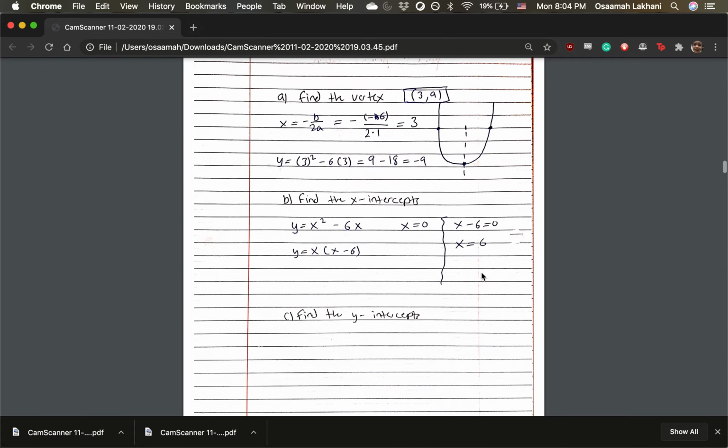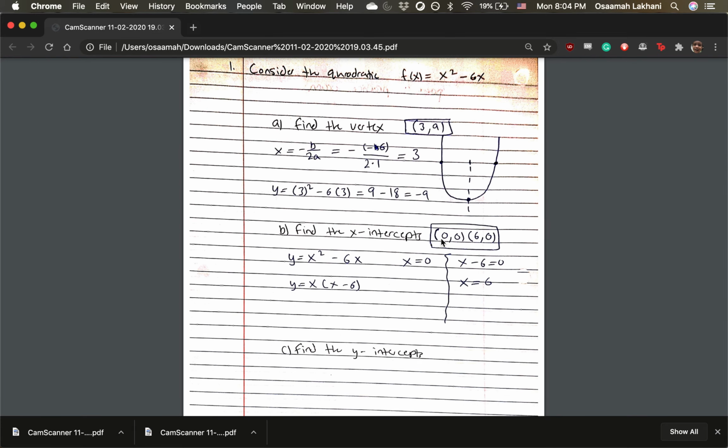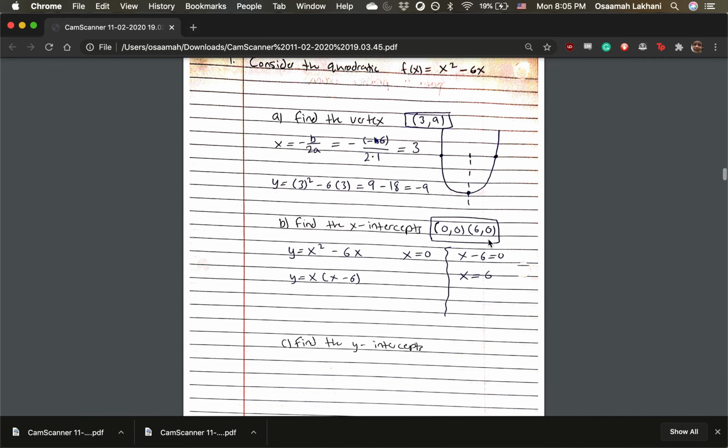And then we're just going to have to put that correctly with the y as well, because when he says x-intercepts, he wants a point, which is like a coordinate, so it has to include the x and the y value. So the first one is 0 for x and 0 for y, and the second one is a value of 6 for x, and a value of 0 for y. Because again, the definition of x-intercepts is that y equals 0, so that's a must.